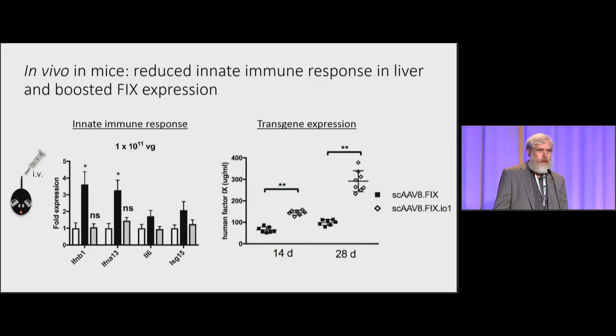Doesn't matter particularly. So this is some data from mice, in the liver, of course, for factor 9. And you can see that the innate immune response is greatly decreased when we have this IO factor in it. And if you go to the far right, not only are you diminishing the innate immune response, but you're also getting higher expression of the transgene.